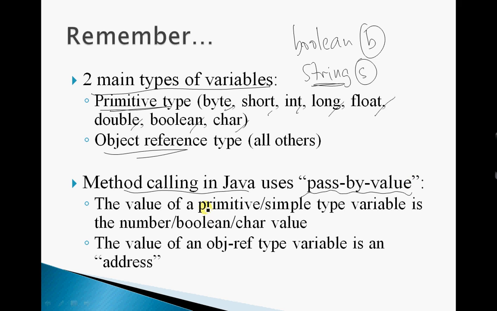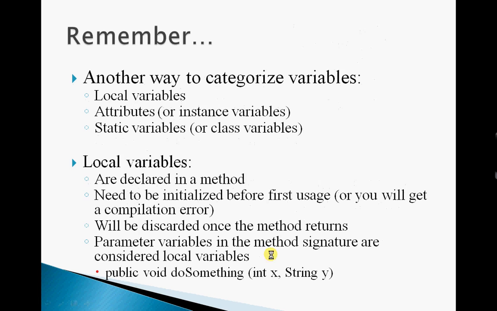What is important here is that if you are passing over a primitive type, the value which is being passed over to a method will be the actual value stored in the boolean or the int. The value of an object reference type is actually an address of an object or null. An object reference type can store null. You can't store null into a primitive type variable. Again, we'll revisit this concept later when we look at some memory state diagrams.